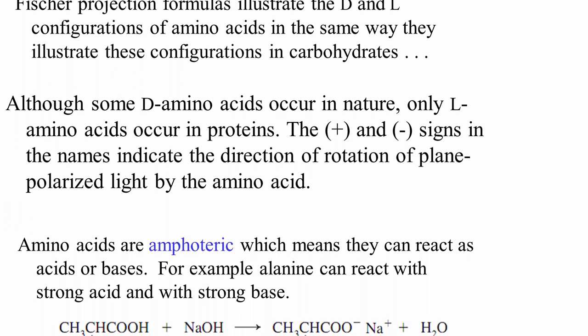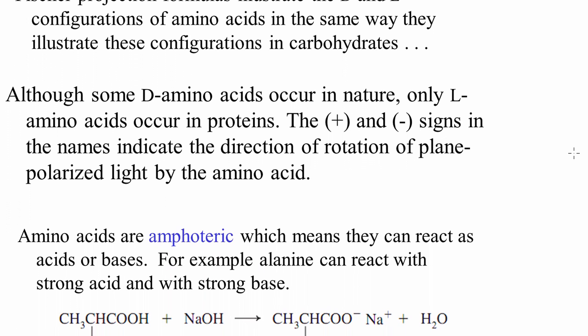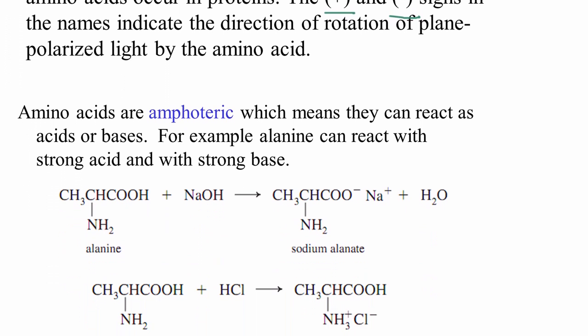And we did that way back when we looked at carbohydrates. So there are some D amino acids that occur in nature, but only the L amino acids occur in proteins. And remember, the plus and minus signs, those indicate the direction of rotation of the plane polarized light by that particular amino acid, just like with the carbohydrates.